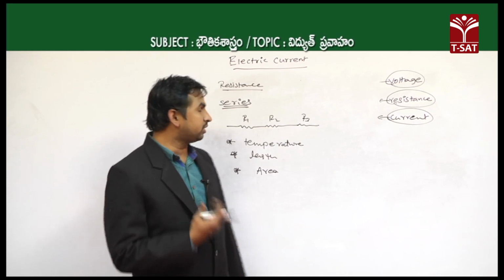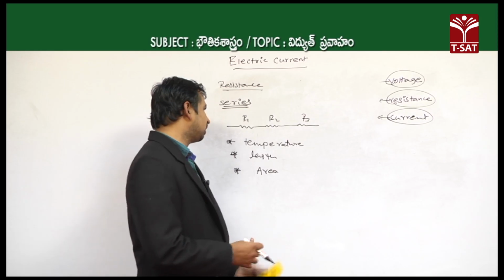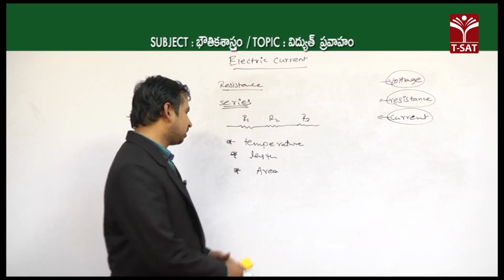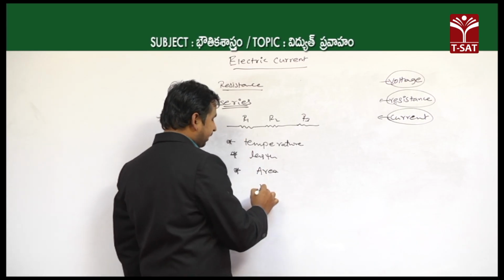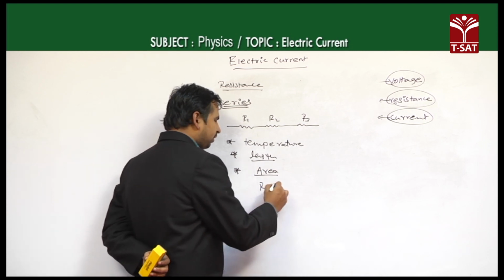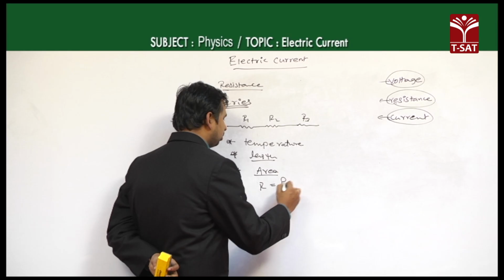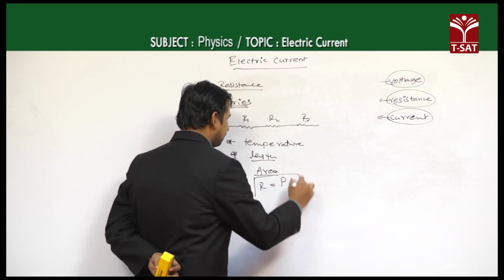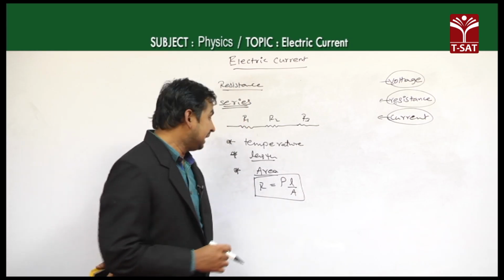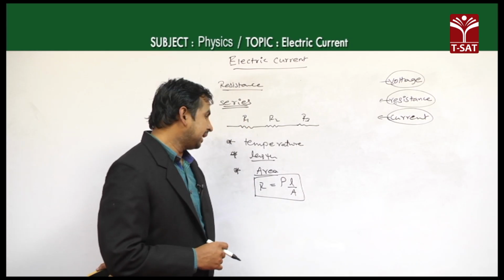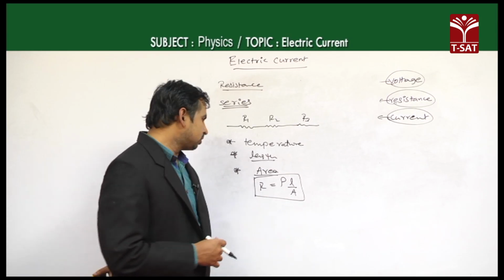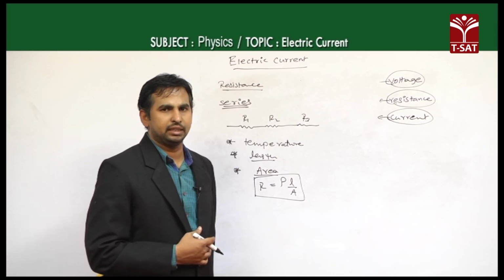Like that, resistance depends on the temperature, the length, and the area. We get a formula from that. R is directly proportional to the temperature, the length, and the area. If you remember, R is equal to rho L by A, where rho is called the resistivity, L is called the length, and A is the area of cross section, or the thickness. So, R is equal to rho L by A.